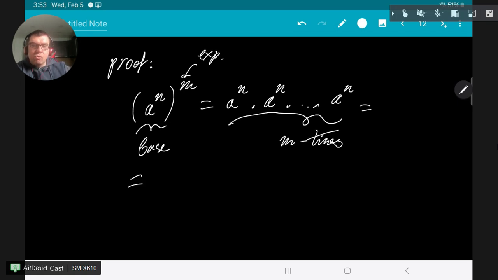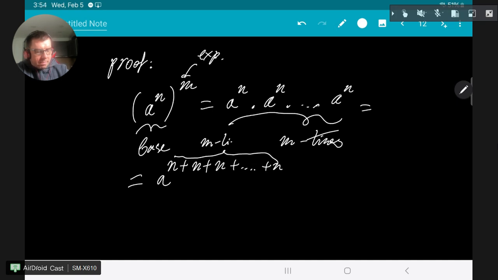And now I need to apply my first property, which tells me that when I multiply bases with power numbers with equal base, I need to add the exponents. So this will be a to the power of n plus n plus n plus and so on, plus n, a total of m times, which will give me a to the power of m times n.